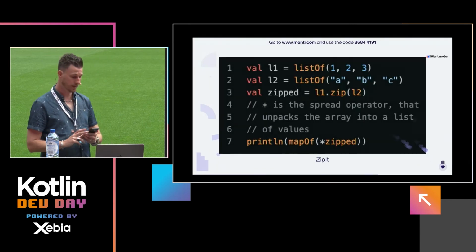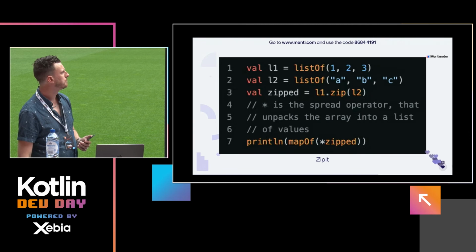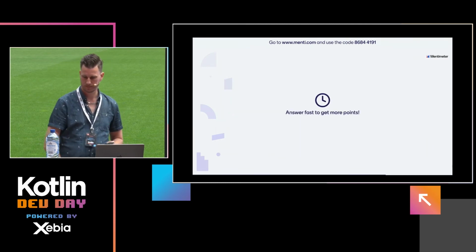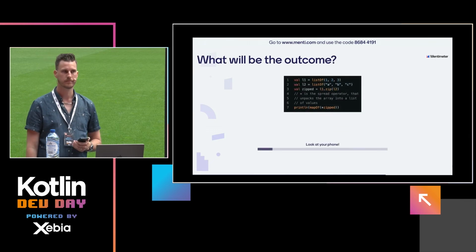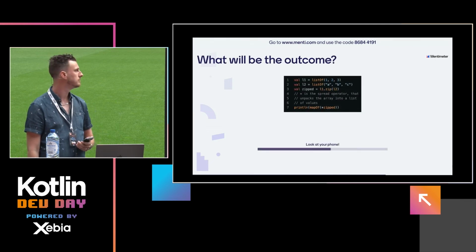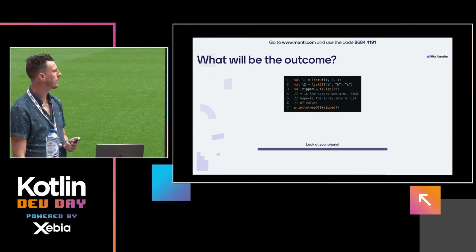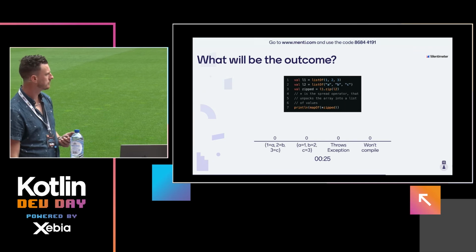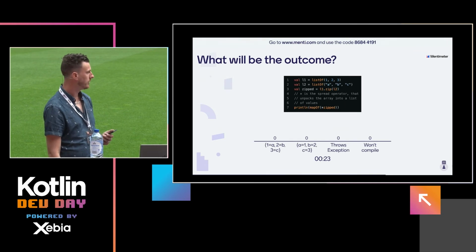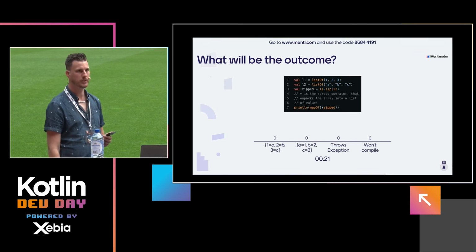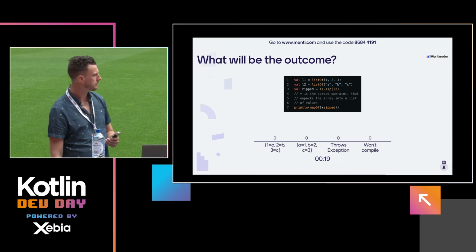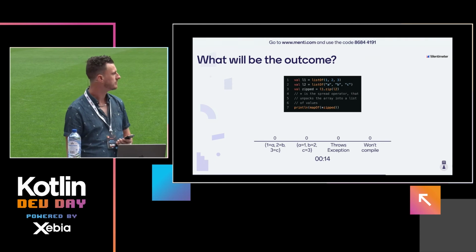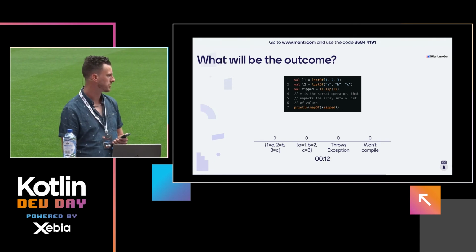All right, almost there. How about this one? We have two lists, we zip them, then we try to create a map of it. But will we succeed? And what will this map look like if we succeed?